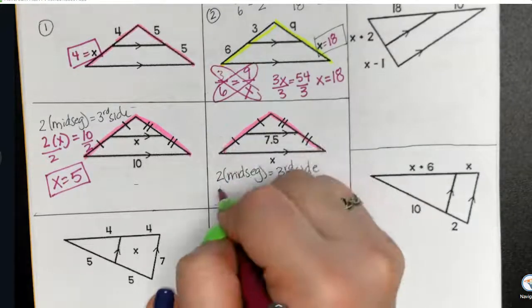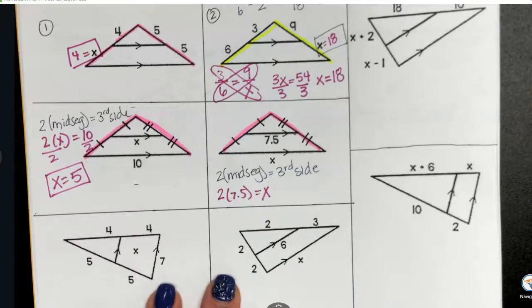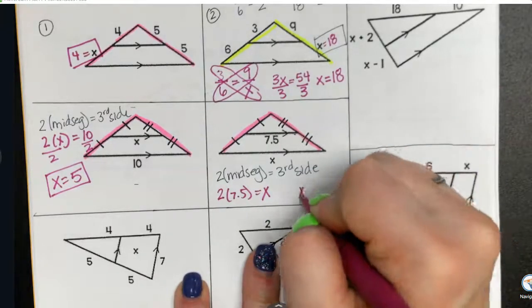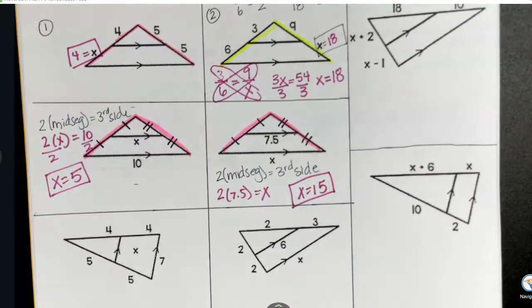So 2 times 7.5 should give me x. What is 2 times 7.5? That's right, 15. Okay, see, it's not so bad. We're okay. All right, last two like this.